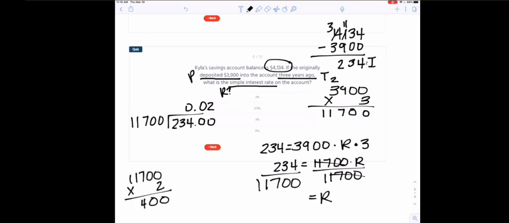0, 0. 2 times 7 is 14. Carry the 1. 2 times 1 is 2 plus 1 is 3. And 2 times 1 is 2. So it's actually exactly 23,400. So we subtract. We have no more numbers to bring down. We have no numbers left over.